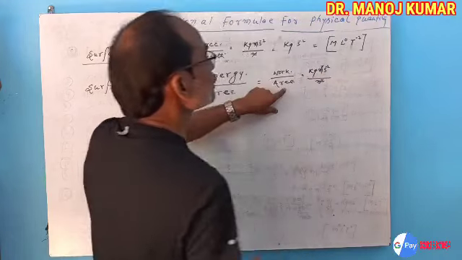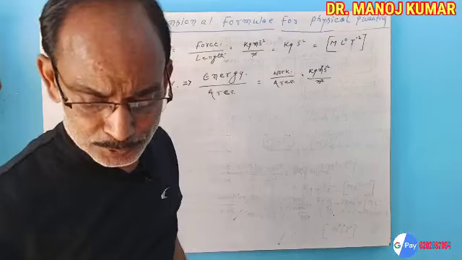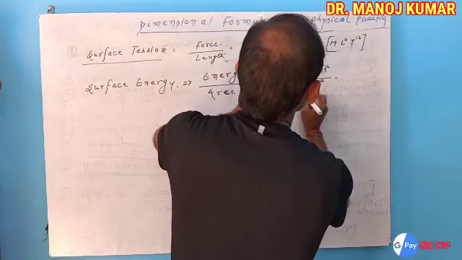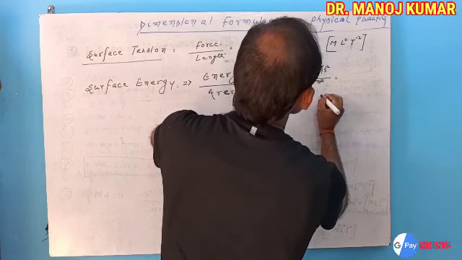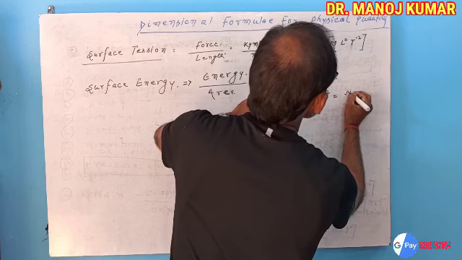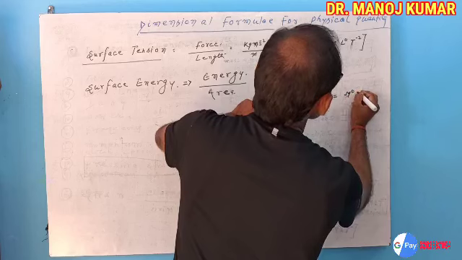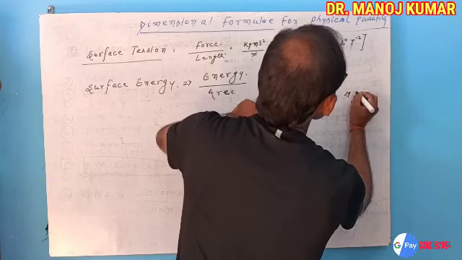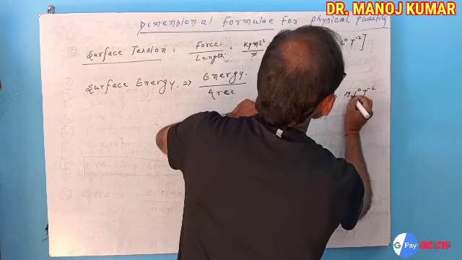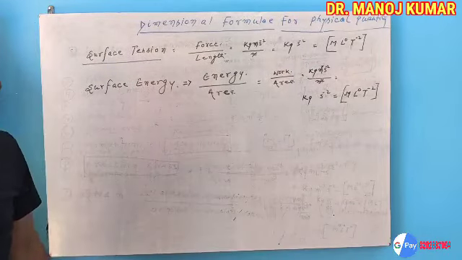So these two are eliminated. Now we have only kg s minus 2, that can be represented in dimension as M L naught T minus 2.